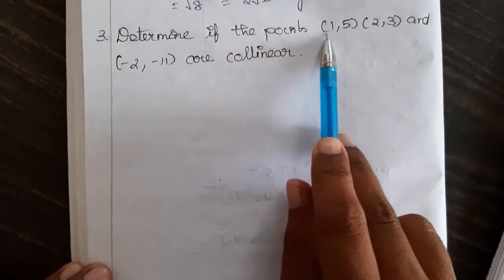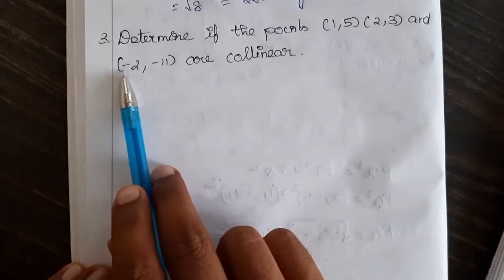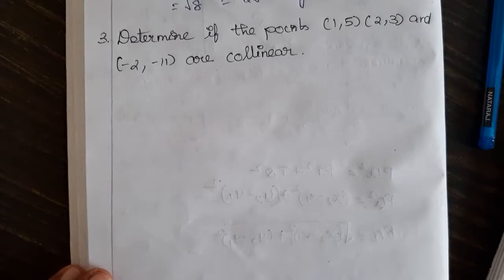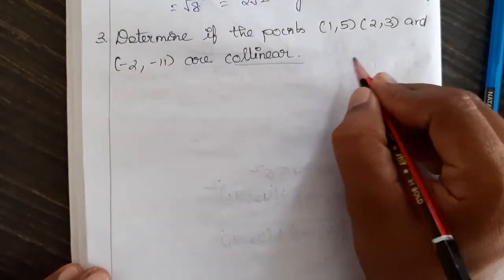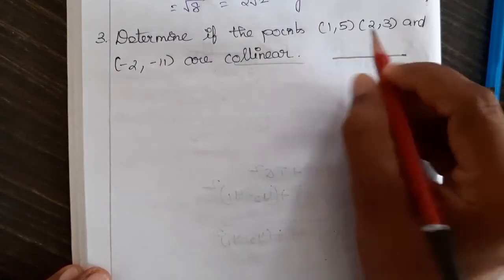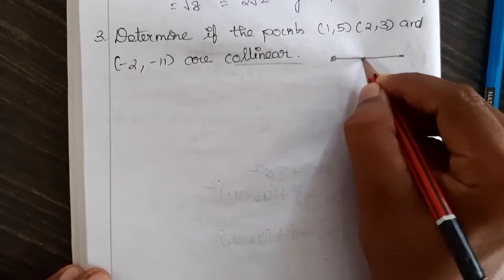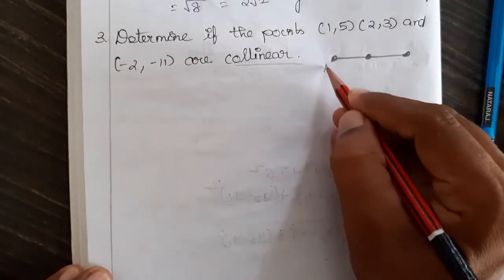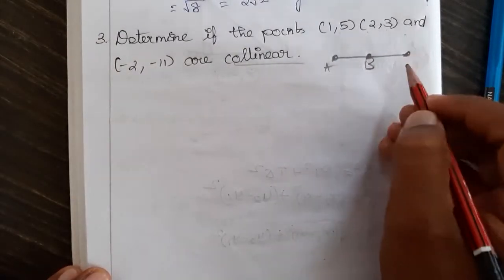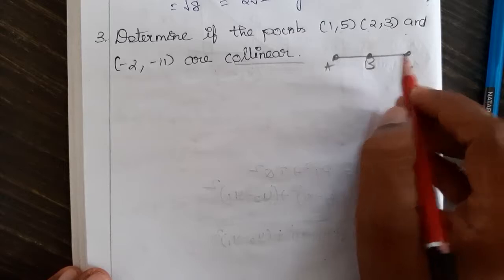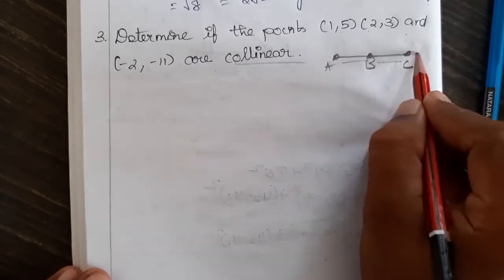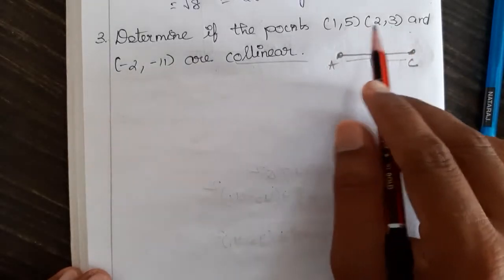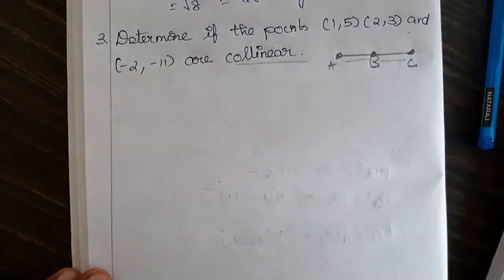Determine if the points 1, 5, 2, 3 and minus 2, minus 11 are collinear. Collinear is nothing, just a straight line. You can see, collinear is just a straight line containing the 3 points, that we have to prove, right? So let me consider this point as A, this as B and this as C. Then if it is a straight line, we can say that AB plus BC is equal to AC, right? So that's what we are going to check, whether if any 2 distances are added, we get the longest length.